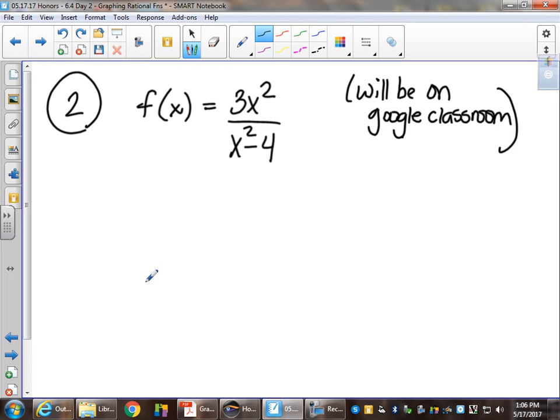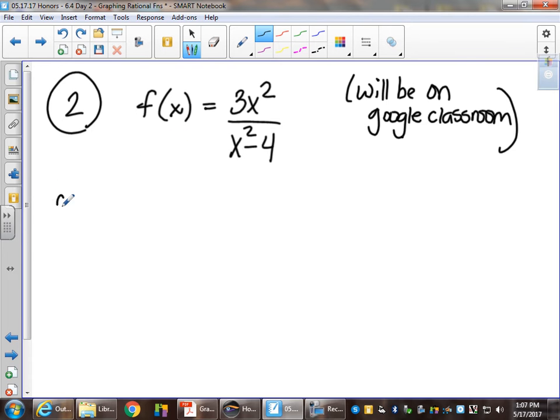This is the second example of today's notes. We ended class looking at one example, and this is the second one. Number 2 is f of x equals 3x squared divided by x squared minus 4. Remember, we're going to use the directions as kind of a checklist. The directions had said to determine the asymptotes, x-intercepts, graph, and domain and range.